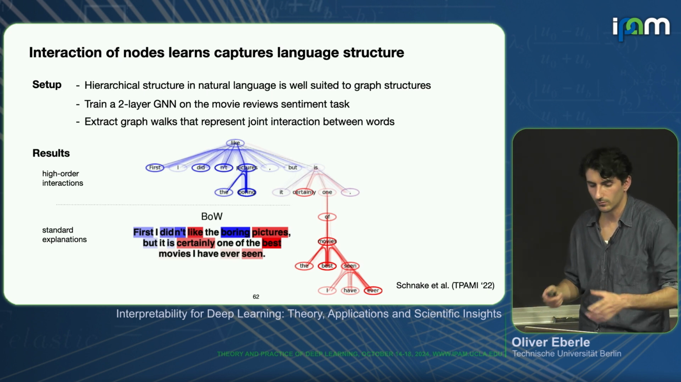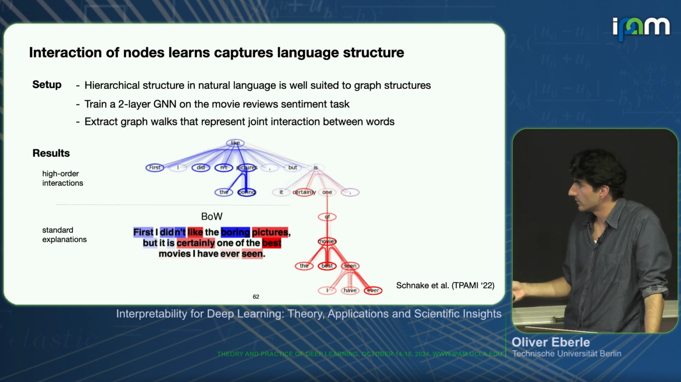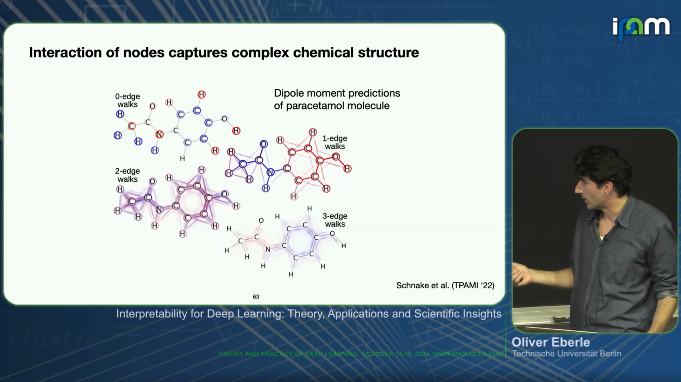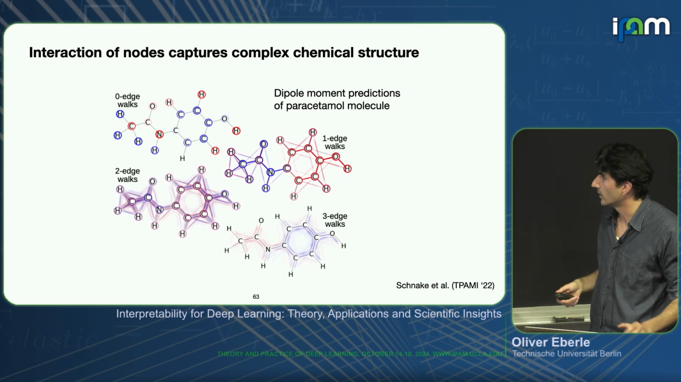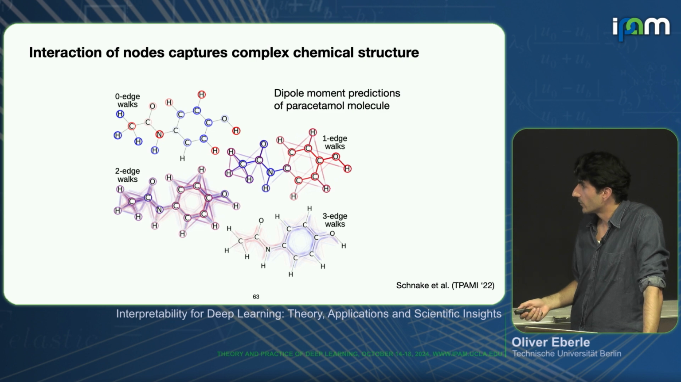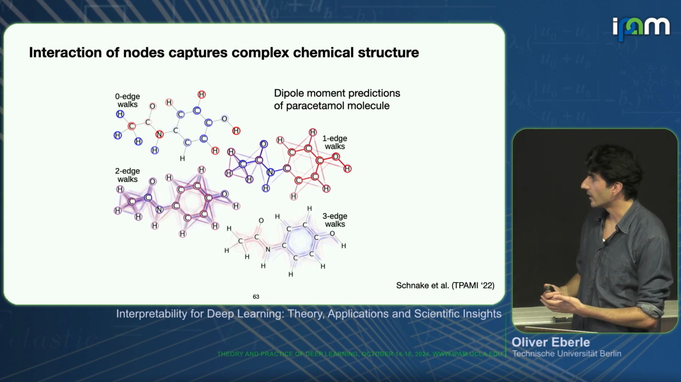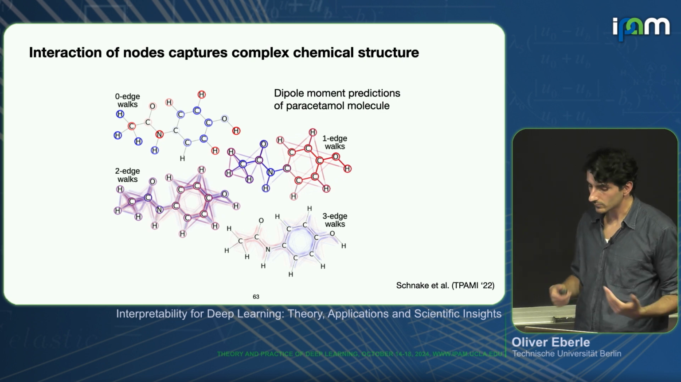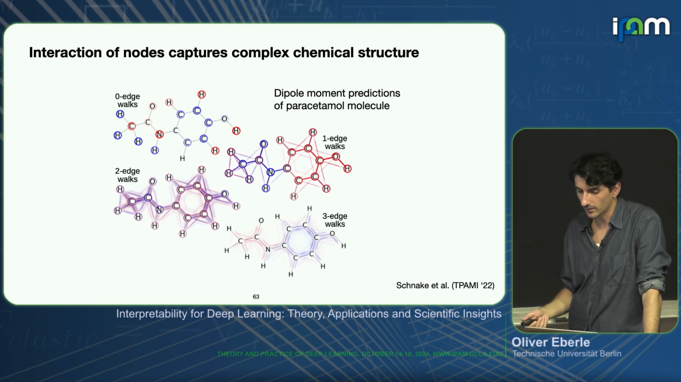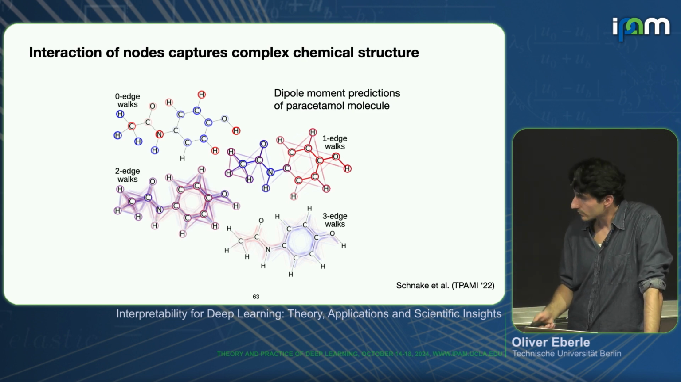And you can use this for all types of different problems that have a certain graph structure. In the paper, you can also find some examples on chemistry, where you predict the dipole moments of paracetamol. Chemists are currently looking into how we can use these types of insights to gain some ideas into how to build better molecules and also better models.